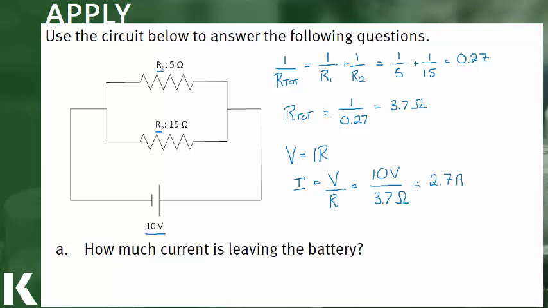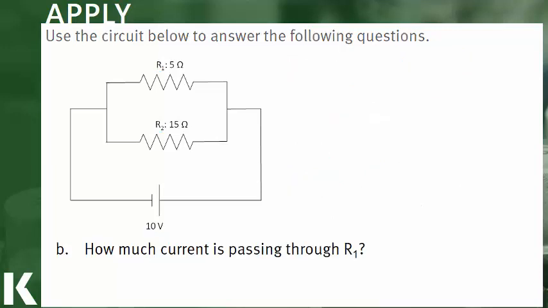Now let's take a look at part B. This is asking how much current is passing through R1. So remember, our current leaving our battery that we calculated earlier is 2.7 amps. Whenever it comes to this node, it's going to split. And we need to determine what the current is going through our first resistor, R1 here.